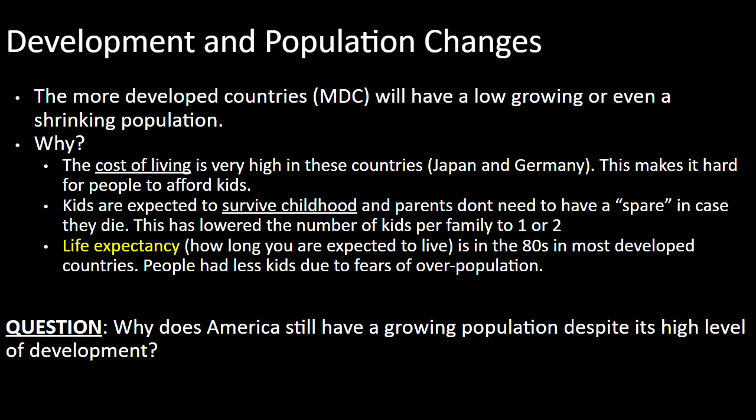Okay, question for you. Why does America still have a growing population despite its high level of development? Immigration. America is built off of immigrants. That's how we became what we are, like through our waves of immigration. And immigrants typically have more kids than people who've been more rooted in the country.